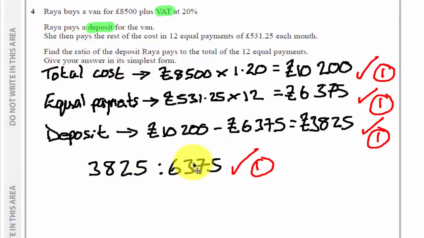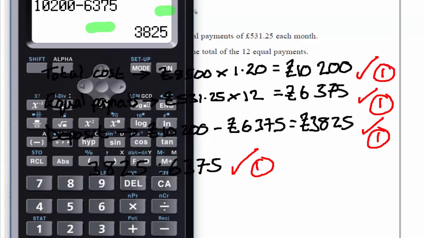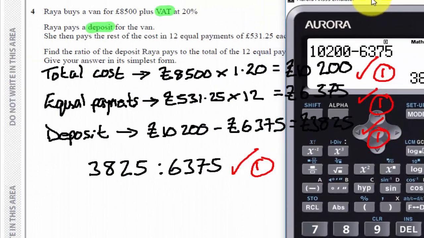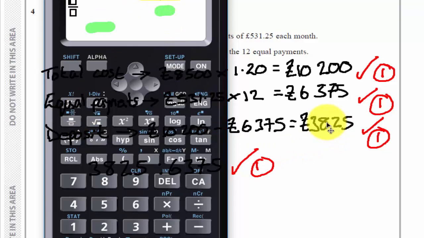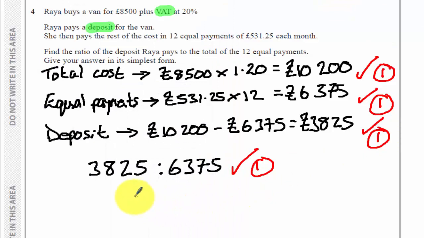Now you could divide both of these by 5 or even by 25 and keep simplifying, but because you've got a calculator, there is a slightly easier way to do it. If I put the fraction mode on, 3,825 is a number on the top, and the number on the bottom 6,375. So if I change the ratio to a fraction, I can see that it simplifies to 3/5. That means that the ratio will also simplify to 3 to 5, and I have my 5th mark.